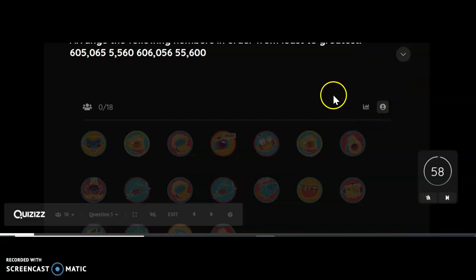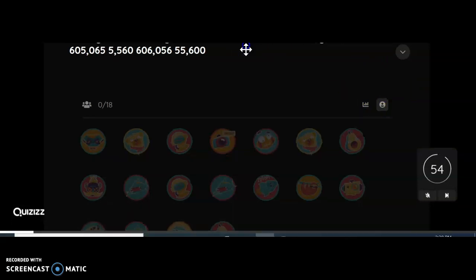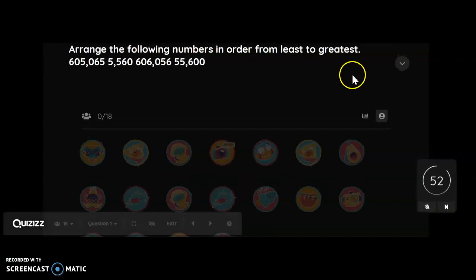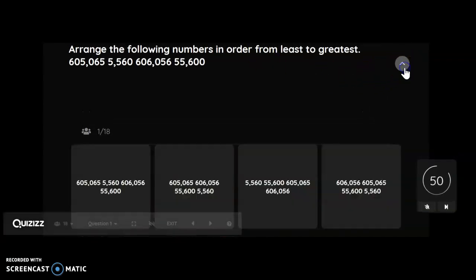Question 1 asks you to arrange the following numbers in order from least to greatest. You have the numbers 605,065, 5,560, 606,056, and 55,600.